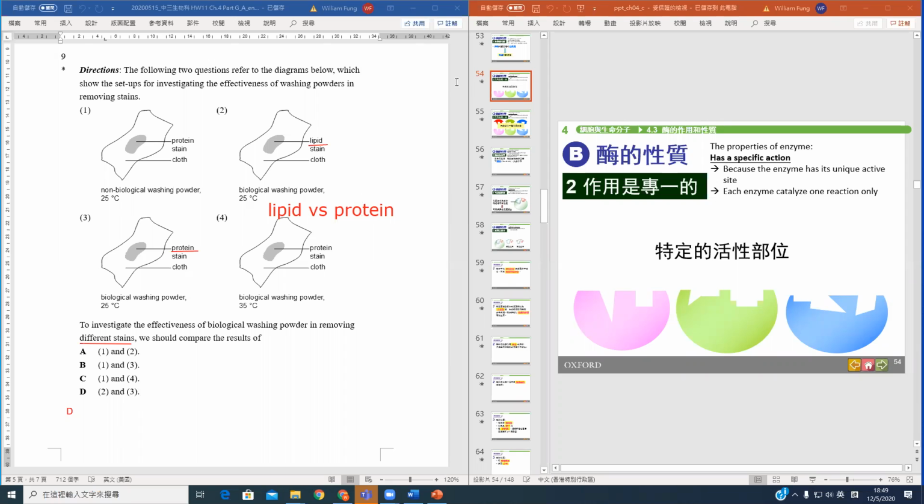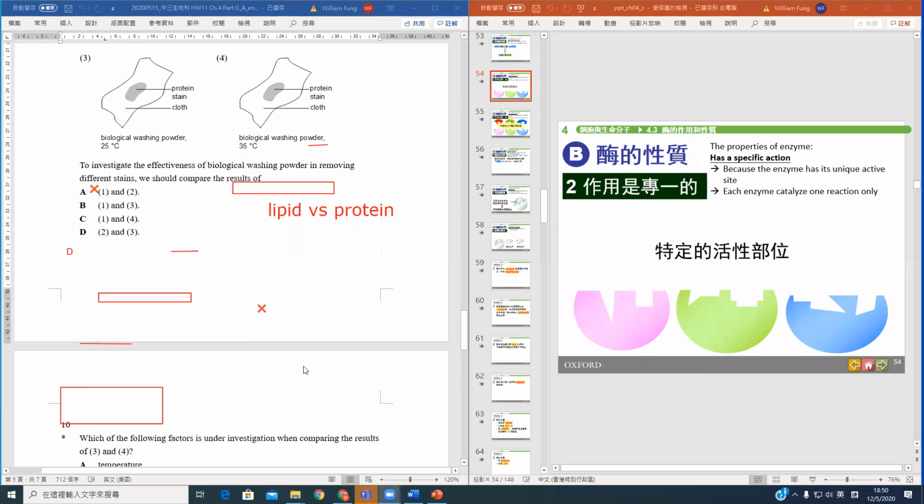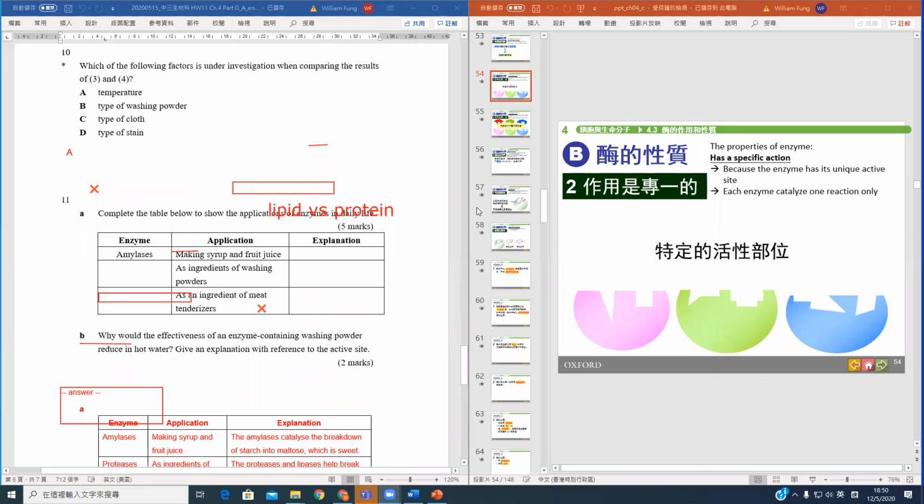For example, these both are using biological washing powder. However, setup 1 is using non-biological washing powder, so it's not correct. And also, setup 4 is using 35 degrees, a different temperature. This is also wrong. So the answer for question 9 should be comparing 2 and 3. The answer is D. Okay. Last MC.